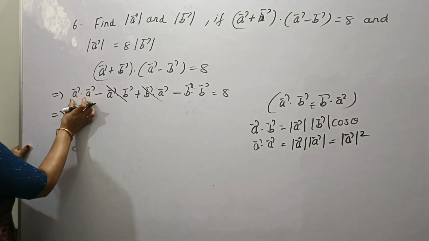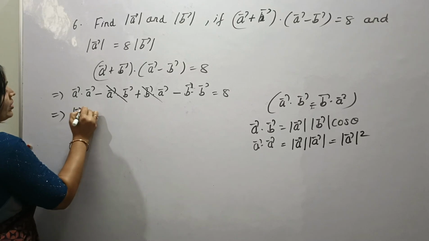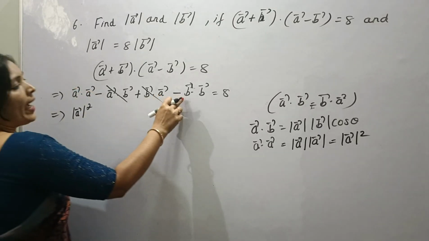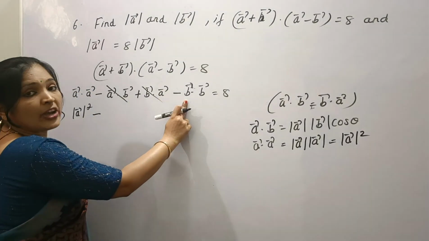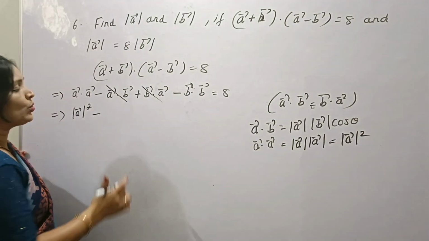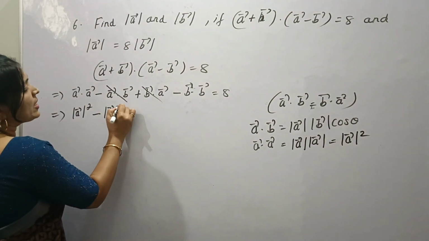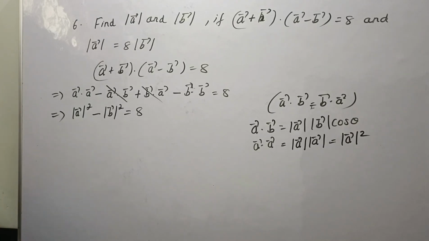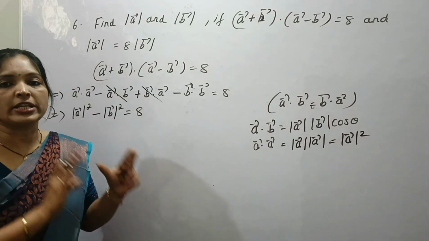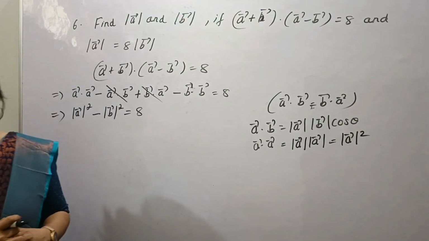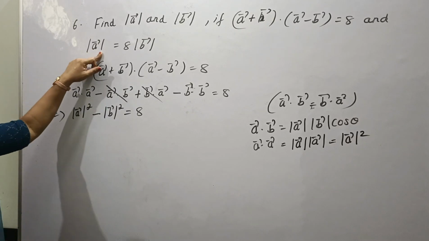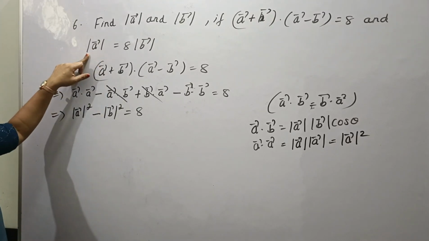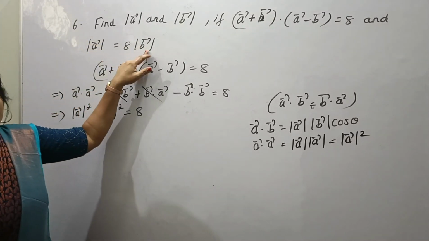So this can be written as modulus of vector A square, and minus, similarly, vector B dot vector B is equal to modulus vector B square. That is equal to 8. We need to find the value of modulus vector A and modulus vector B, right? So, one more condition is given: modulus vector A is equal to 8 modulus vector B.